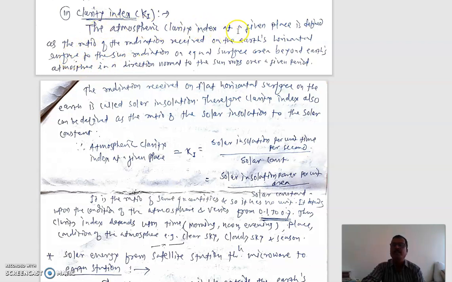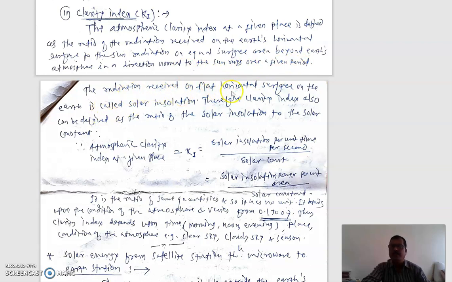The atmospheric clarity index at a given place is defined as the ratio of radiation received on the Earth's horizontal surface, that is solar insolation, to the sun radiation on the equal surface area beyond Earth's atmosphere in a direction normal to the sun rays over a given period. That is the solar constant.